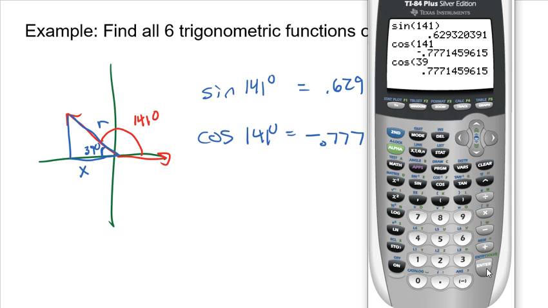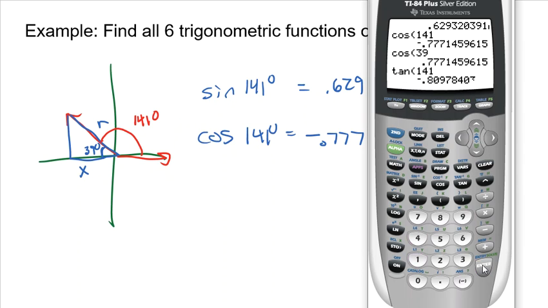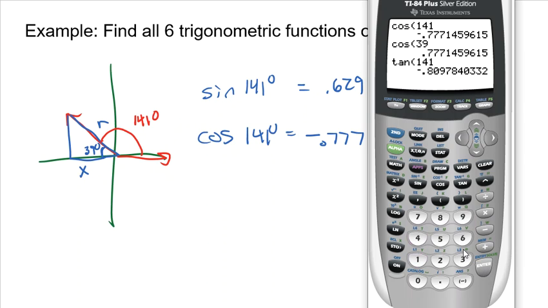So the reference angle, 39 degrees, is going to give you the same value as the 141. Cosine of 141, cosine of 39 degrees, both 0.777. But again, you really need to focus on, hey, I'm in quadrant 2. In quadrant 2, x's are negative. That's the adjacent side. Hence, that's why cosine needs to be negative. And then again, tangent as well. Tangent of 141 is going to be negative 0.8097, or actually I'd round to 0.81.